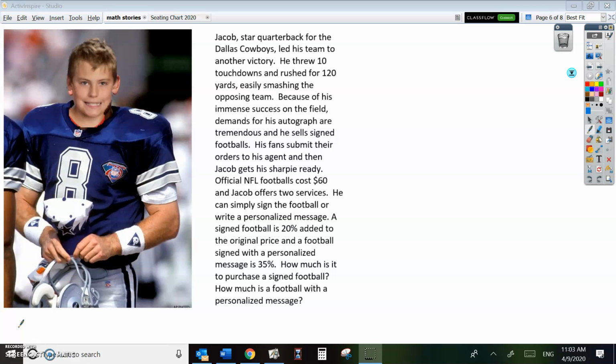How much is it to purchase a signed football? How much is a football with a personalized message? Several things to think about as we start this problem.